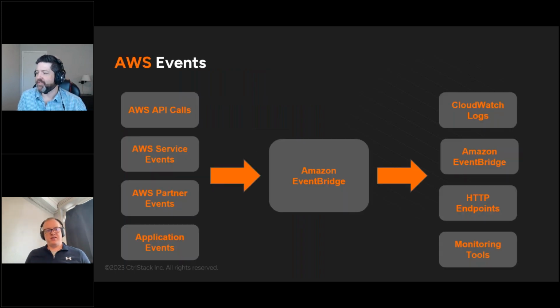So AWS events, the things that are actually flowing into EventBridge. I think we kind of talked about this a little bit. Yep, the thing we talked about on the left-hand side here. Right, so all these API calls, service events, your own events, and partner events. But where do those go? They go to EventBridge.